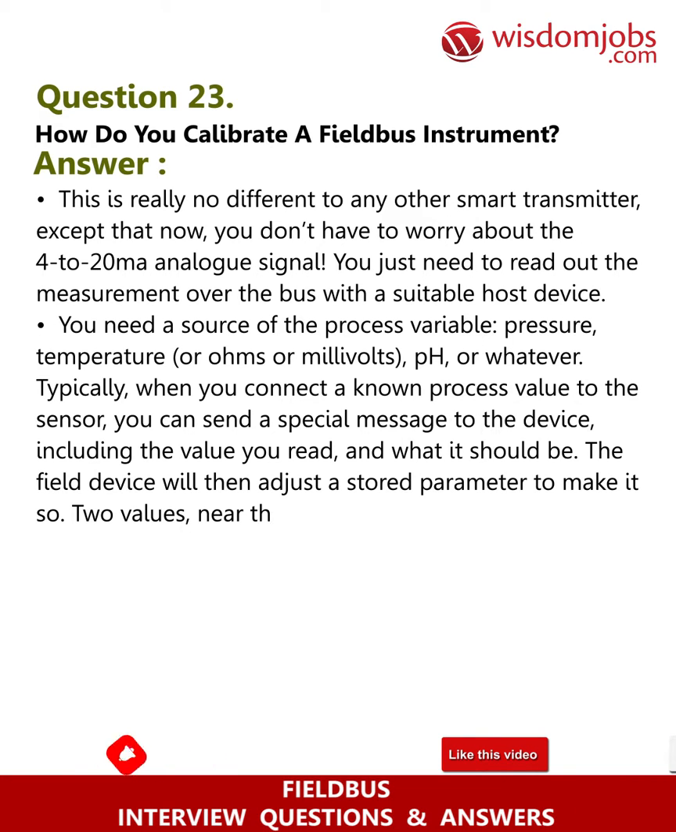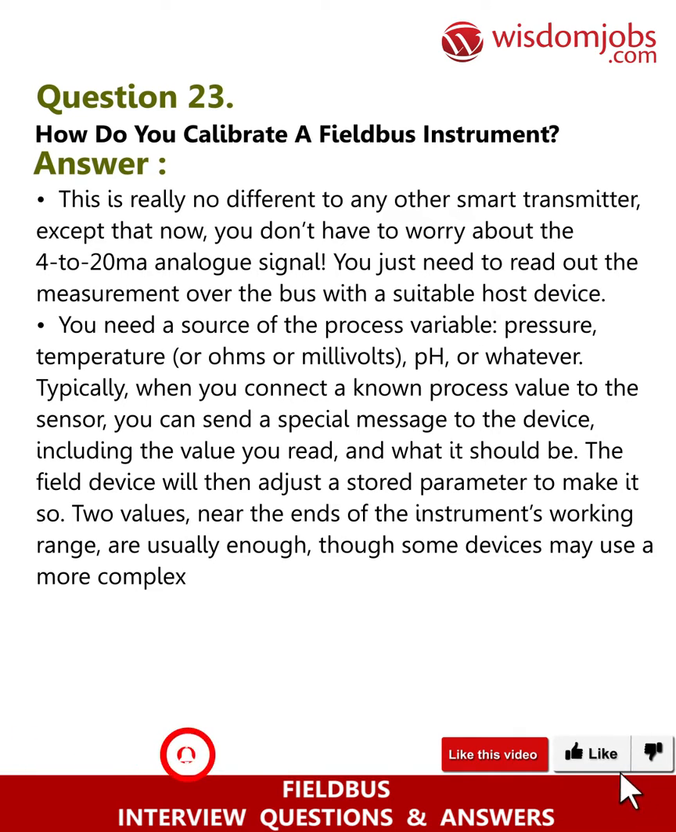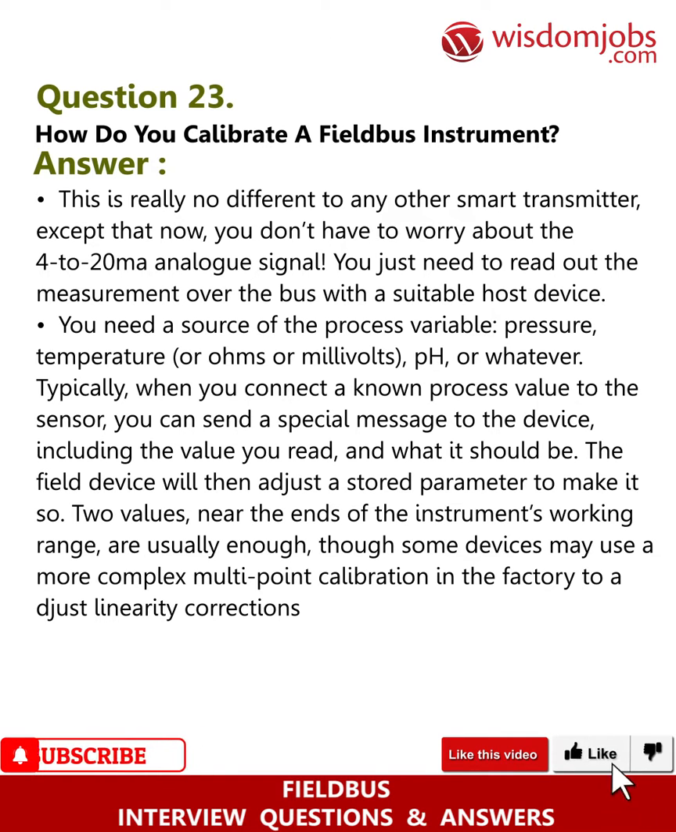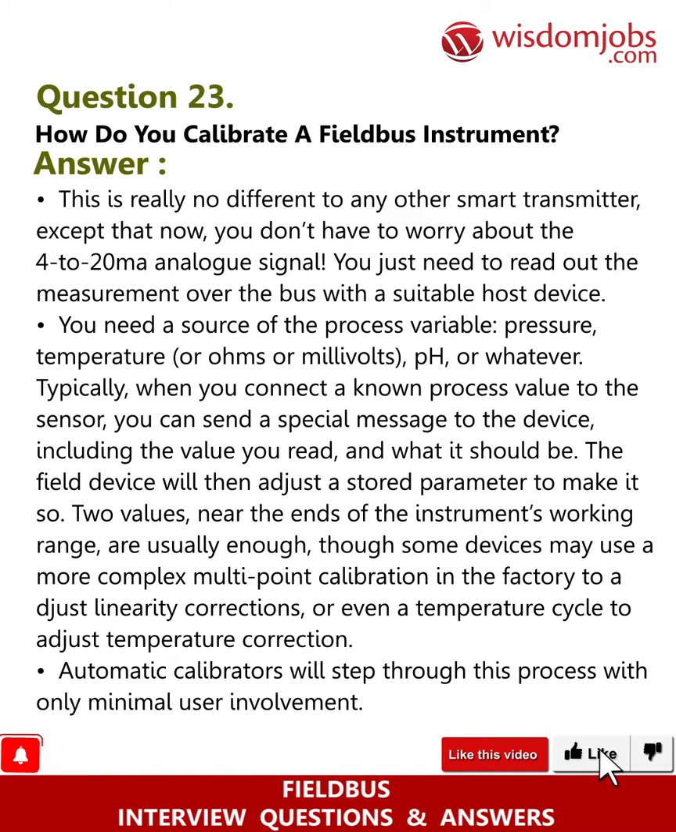Two values, near the ends of the instrument's working range, are usually enough, though some devices may use a more complex multi-point calibration in the factory to adjust linearity corrections, or even a temperature cycle to adjust temperature correction. Automatic calibrators will step through this process with only minimal user involvement.